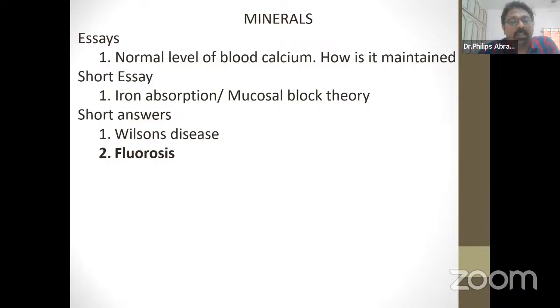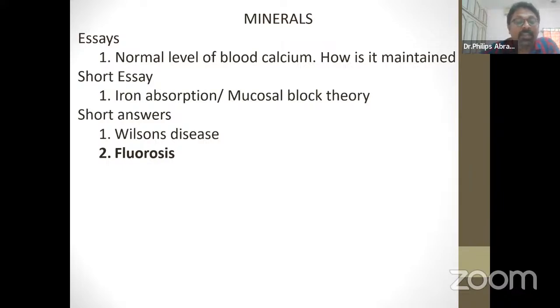Then another short answer question always repeatedly asked is fluorosis. That's why I put it in bold letters. Fluorosis, or sometimes a separate question I have seen, functions of fluoride also. And then one more question we can expect is about copper. You study the function of copper.